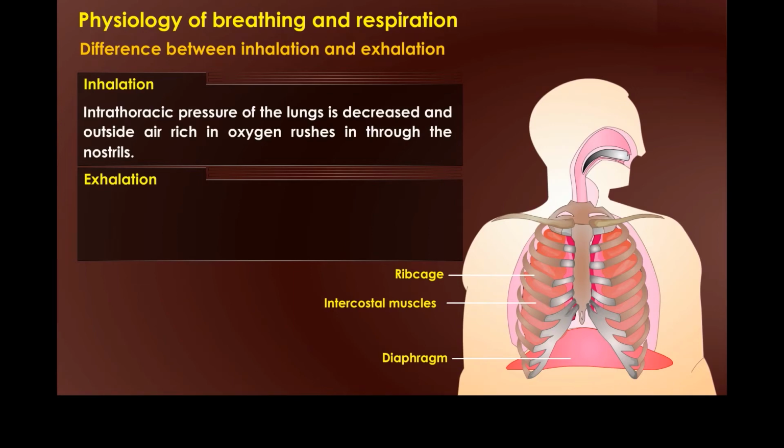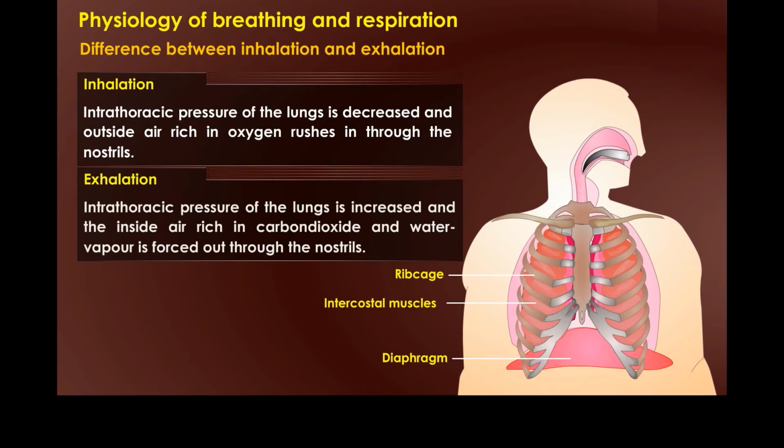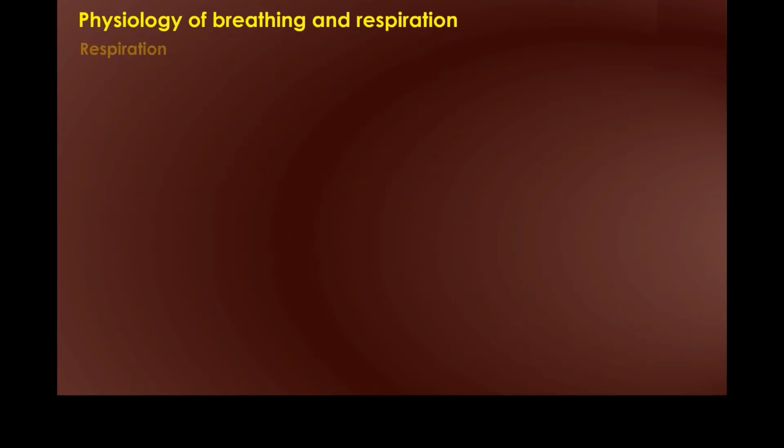Intrathoracic pressure of the lungs is decreased in inhalation and outside air rich in oxygen rushes in through the nostrils. Intrathoracic pressure of the lungs is increased during exhalation and the inside air rich in carbon dioxide and water vapor is forced out through the nostrils.